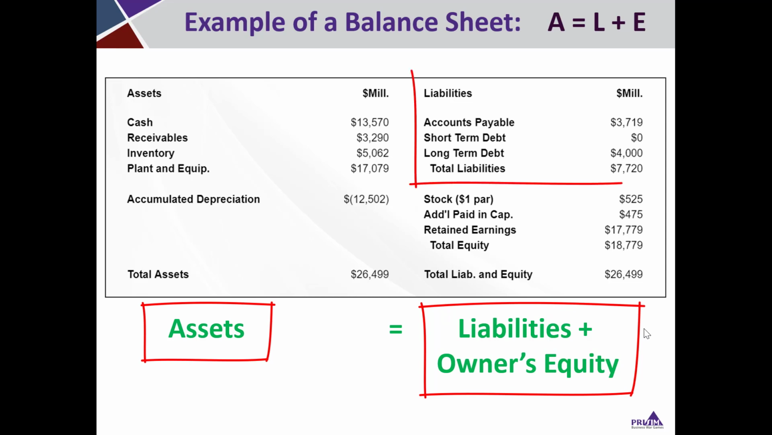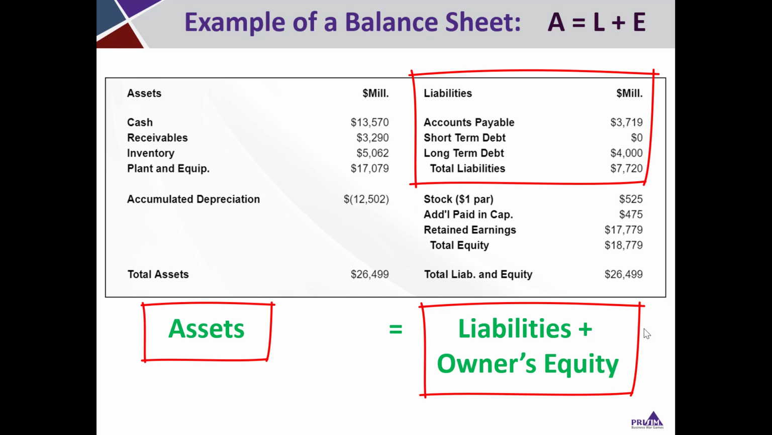So if we go over to liabilities, accounts payable are bills that the company has to pay generally within a year. Short-term debt is also debt that's due within a year. So those would be called current liabilities. Long-term debt is a long-term liability, and if you add that together with your current liabilities, you've got total liabilities.